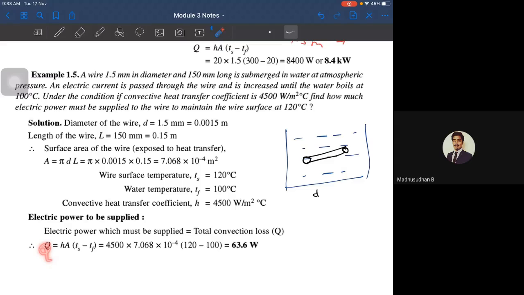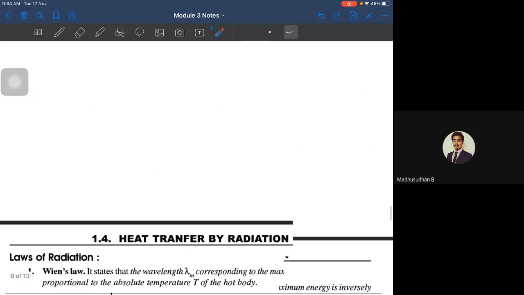Q equals h A (Ts minus Tf). h is already given here. A is what you have just calculated, which is the surface area. And Ts minus Tf: Ts is here, Tf is here. Substitute. So the total convective loss is nothing but 63.6. So this much amount of heat you need to supply through an electric source. Clear? Any doubts in that?